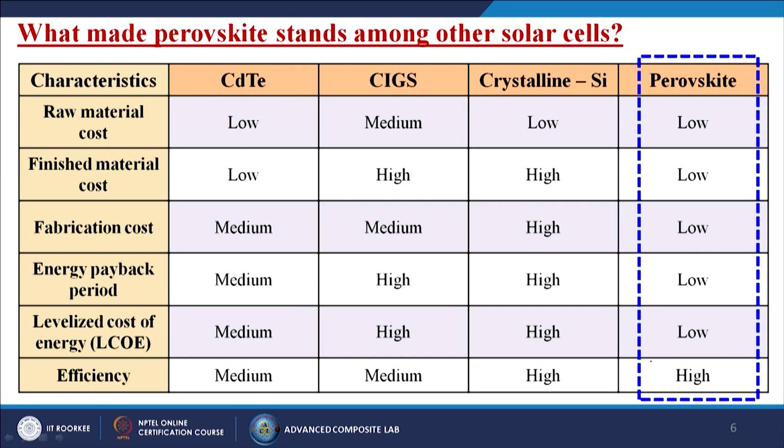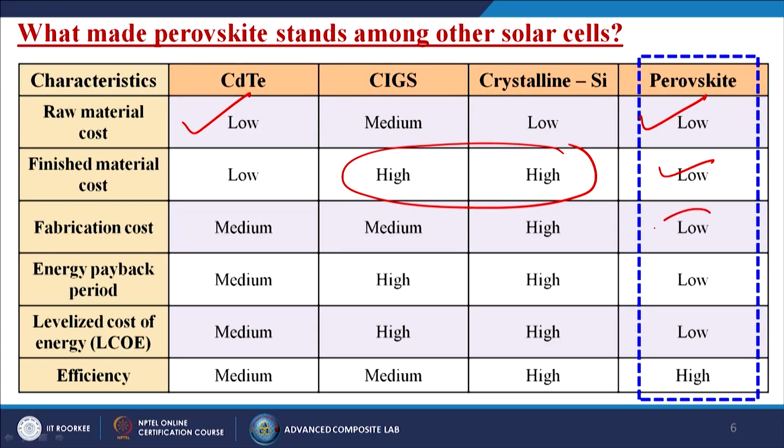If we talk about the raw material cost, of course CdTe has a low cost, and perovskite material also has a low cost. The finished material cost is also low, like CdTe, but for CIGS and crystalline silicon, the finished material cost is a little bit higher. So, if I use perovskite solar cells, the operating cost or the overall production cost will be reduced. The fabrication cost is also low.